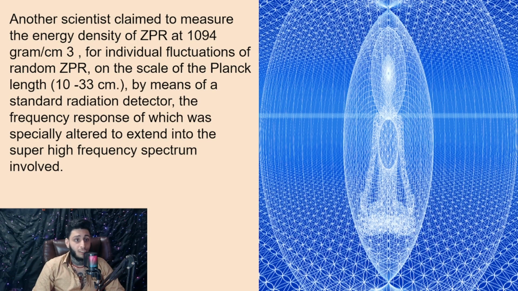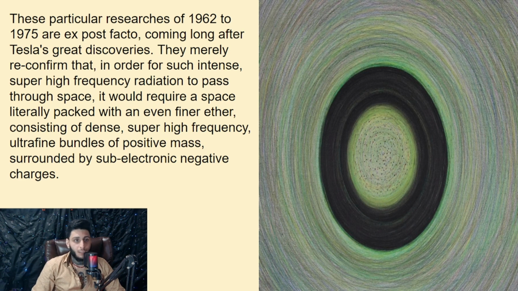Another scientist claimed to measure the energy density of a ZPR at 1094 gram per cm3 for individual fluctuations of random ZPR on the scale of the Planck length, or 10 to the negative 33 cm, by means of a standard radiation detector, the frequency response of which was specially altered to extend into the super high frequency spectrum involved. These particular researches of 1962 to 1975 are ex post facto.